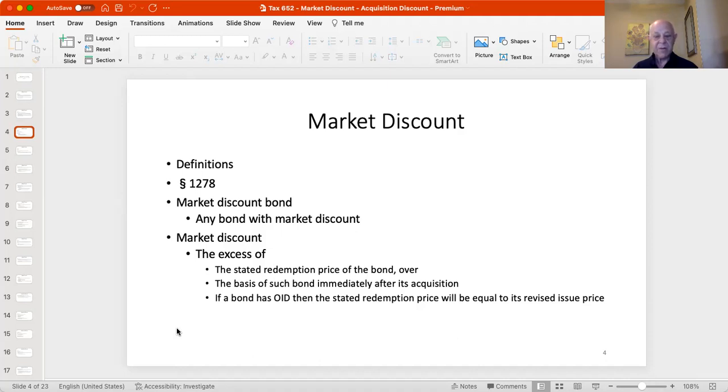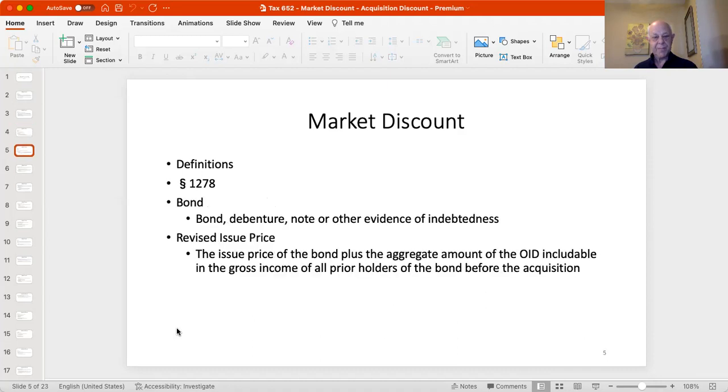And then we have a special rule that if the bond has OID, instead of using the stated redemption price, you use the revised issue price. And I went over an example with that. So if a bond was issued 2 years ago and it was OID, you would take the OID that was picked up in the first year, the OID that was picked up in the second year, add those two amounts to the original issue price, and that would become its revised issue price. And then you would compare your purchase price with the revised issue price to see if you have market discount. So we've just gone over the rules of bond and what revised issue price is.